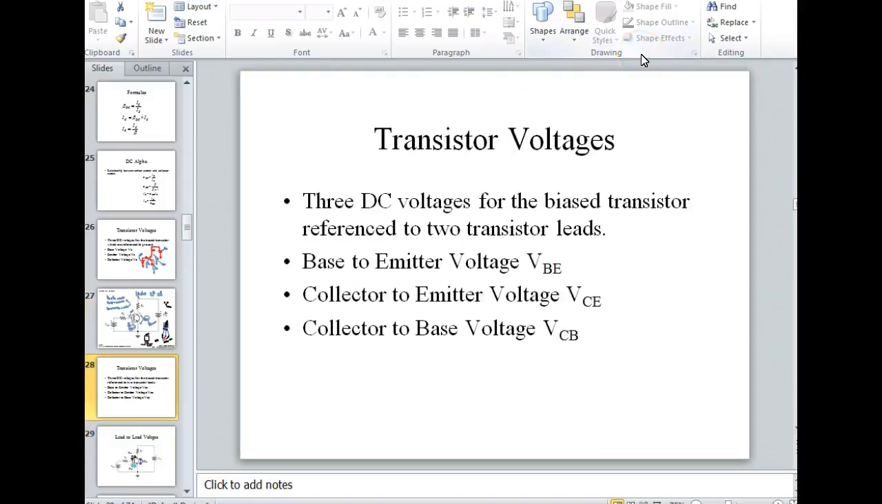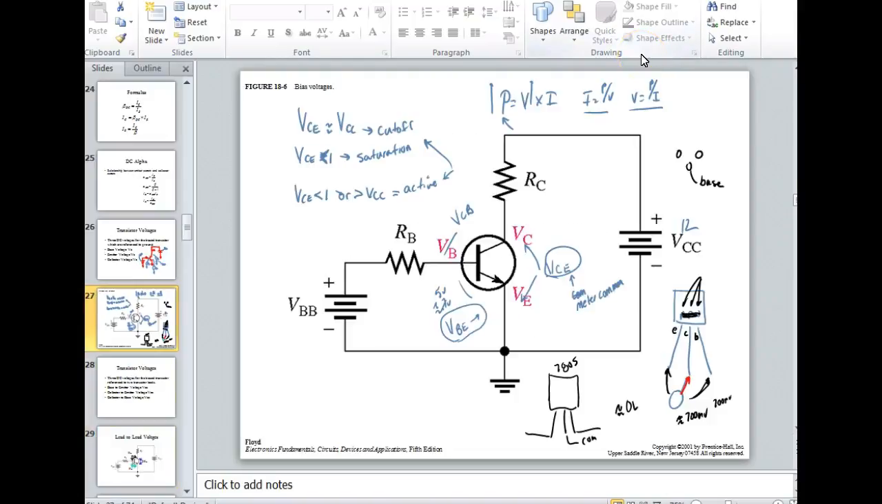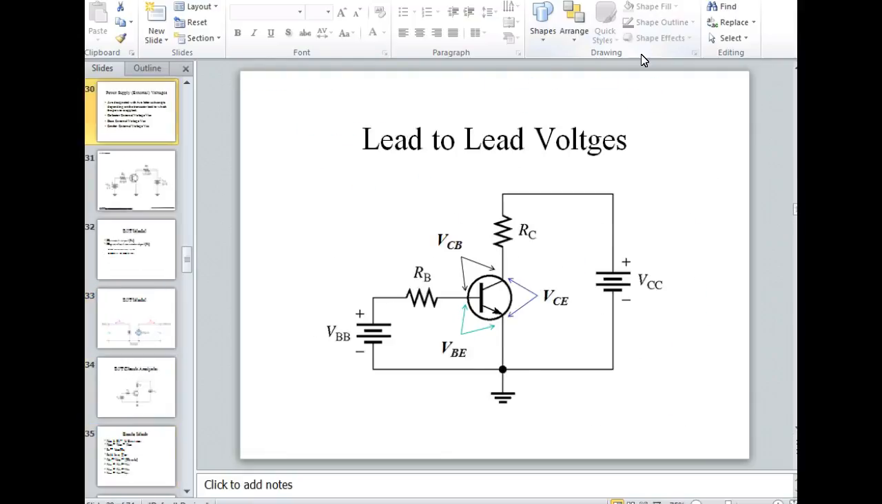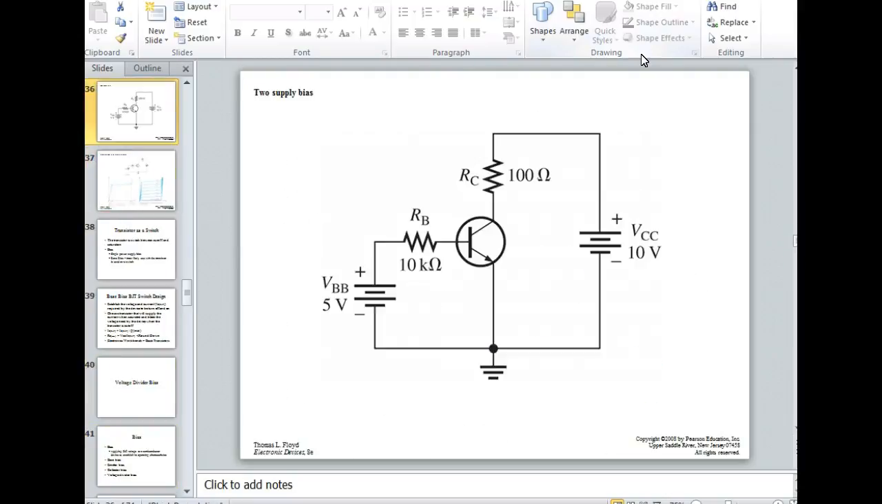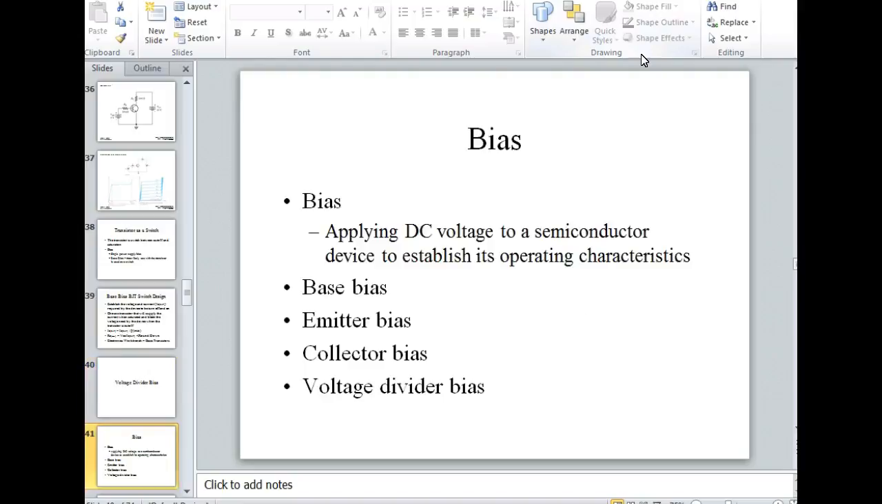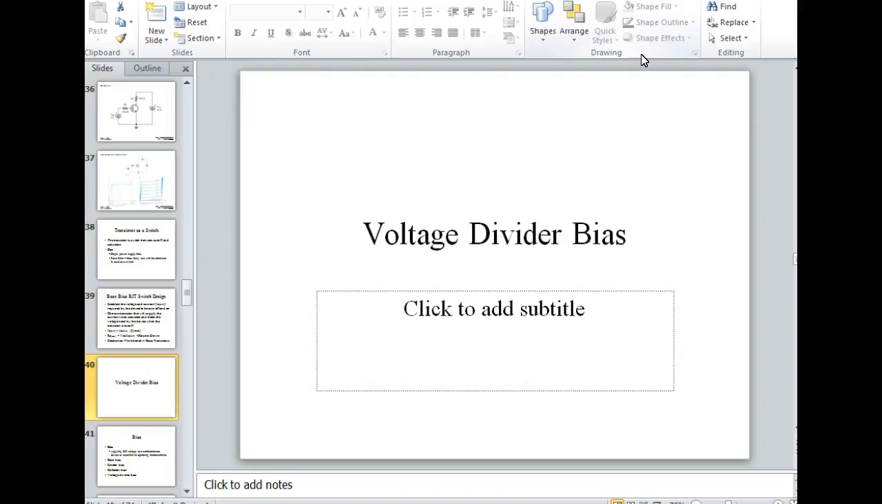And we started off with two battery bias. So we had a VBB and a VCC, which you very seldom see. And then we moved into a single power supply bias, which is where we was at. Then we looked at the three ways we can bias it. What's the three ways? Three methods.